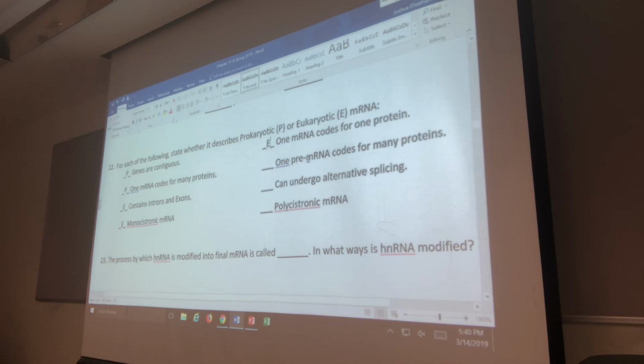Now the tricky one here, one pre-mRNA codes for many proteins. That is eukaryotic, and honestly the key phrase is pre-mRNA because only eukaryotes make pre-mRNA. Does pre-mRNA specify without introns then? Because with introns it doesn't code really anything, does it? Well, it depends on the definition of coding. I think coding is more general, like it contains enough of the gene pattern that eventually when you process it you can make multiple genes.